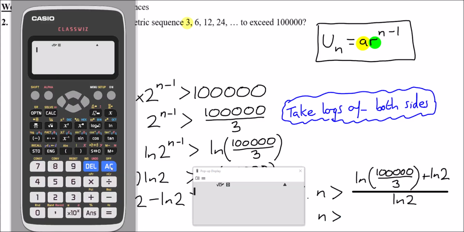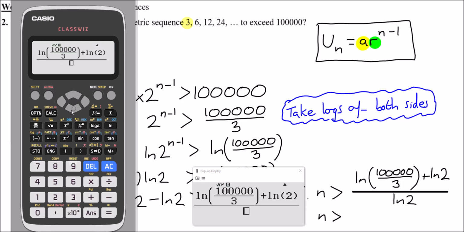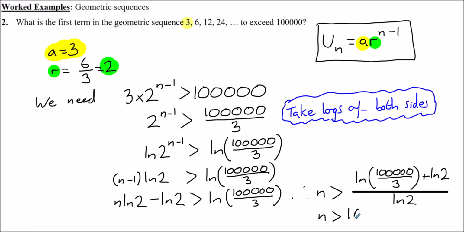This is why we've got one of these things called a calculator. So, ln of 100,000 over 3, plus ln2, all divided by ln2, n has to be greater than 16.02. So the 16th term won't quite be big enough. We need 17 terms. You can check this on your calculator.